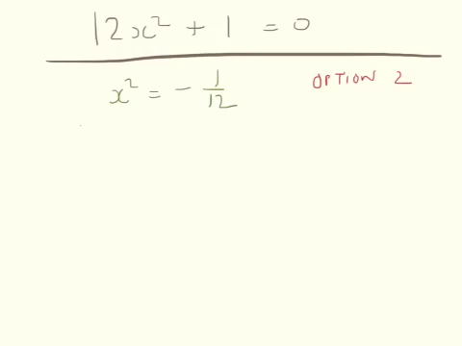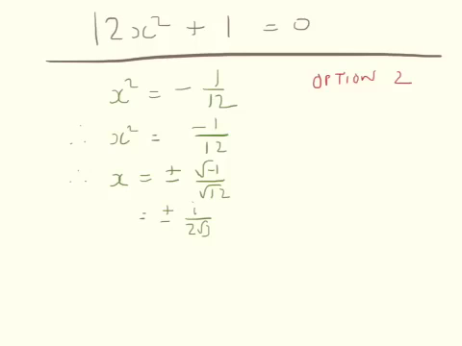Here's the second way of doing the square root. You think of it as x squared equals minus 1 over 12. Now when you square root both sides, you get x equals plus or minus, because it's square root, the square root of minus 1 over the square root of 12. That's going to be plus or minus i over 2 root 3.